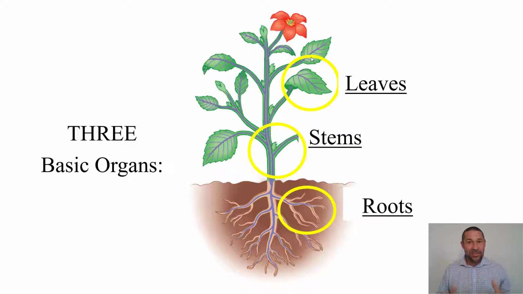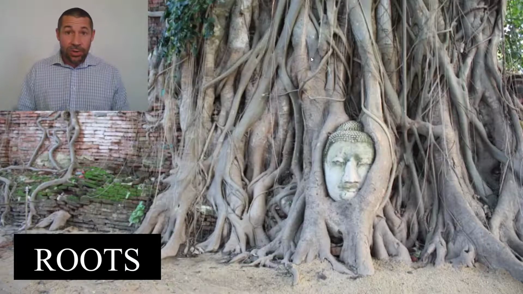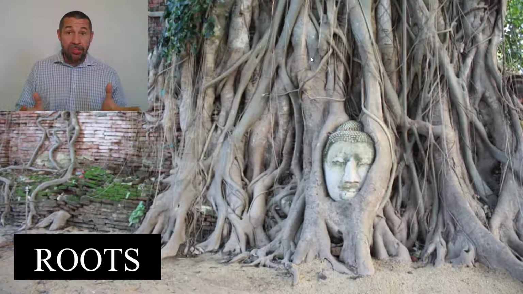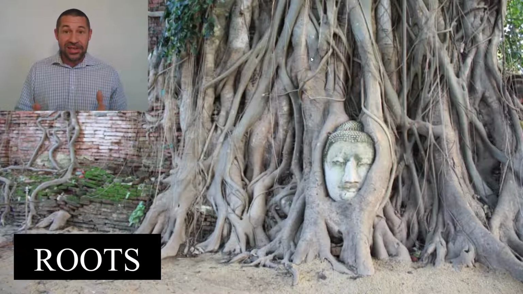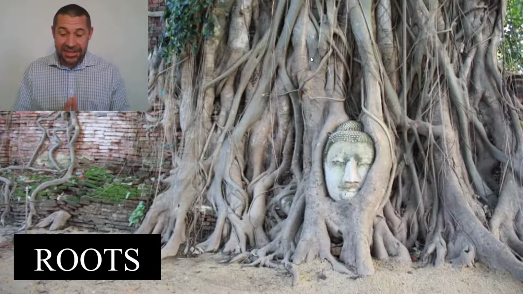So the tricky part about plant organs is the countless ways in which plants can modify these three basic organs to carry out a whole array of diverse functions. So we're going to start from the bottom up with the roots, like you see here at the famous temple Angkor Wat in Cambodia.